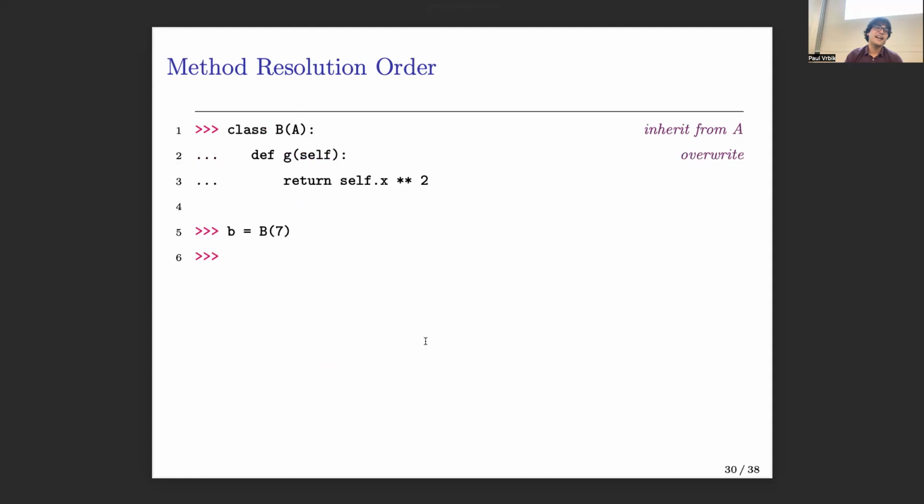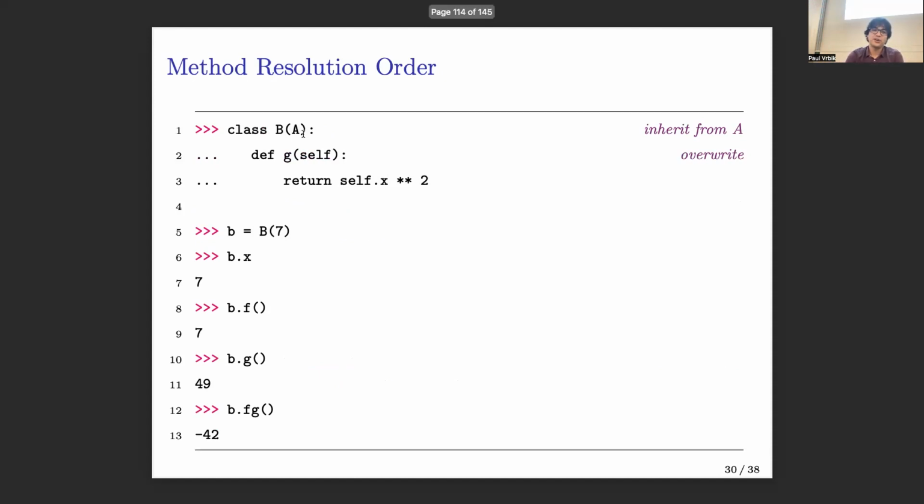So I'm going to instantiate a B object. I'm going to initialize it with 7. What is B.x? What is B.f? What is B.g? 49, right? Because again, this self refers to this B and not the self of the superclass that we inherited from. And what is the difference between 7 and 49? -42.